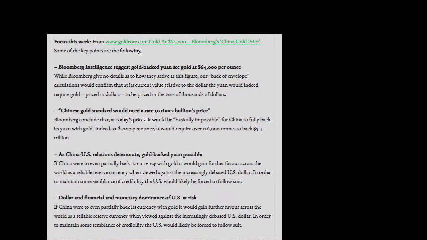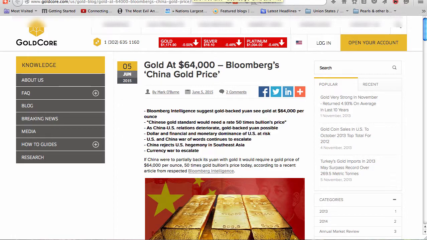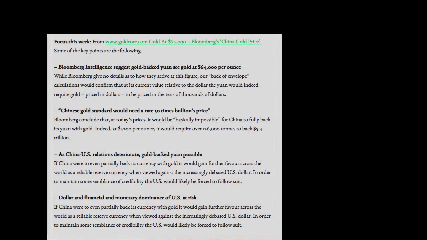Focus this week from www.goldcore.com. Gold at $64,000. Bloomberg's China gold price. Some of the key points are the following. Bloomberg Intelligence suggests gold-backed yuan, sees gold at $64,000 per ounce.